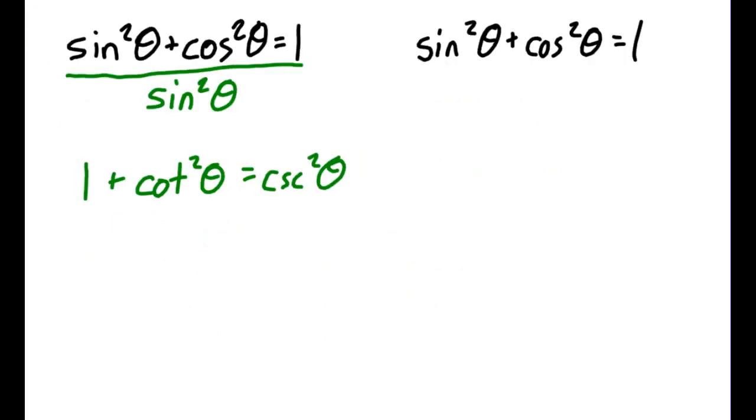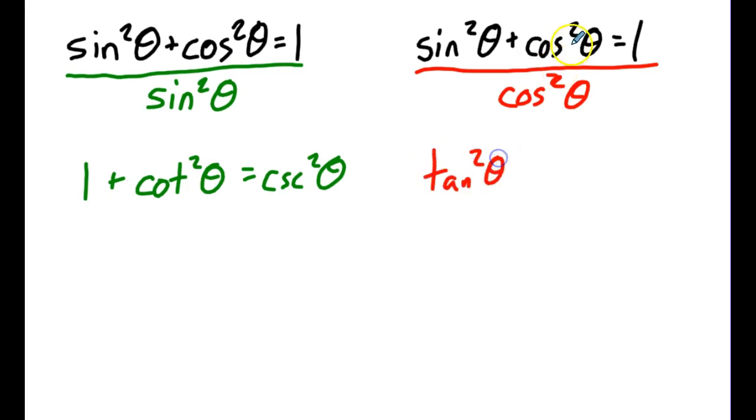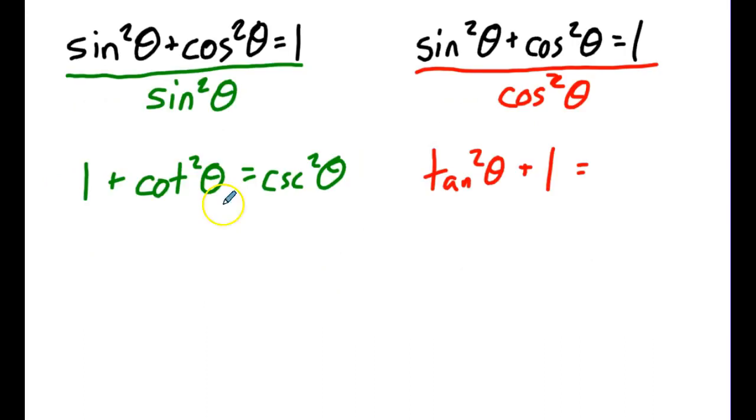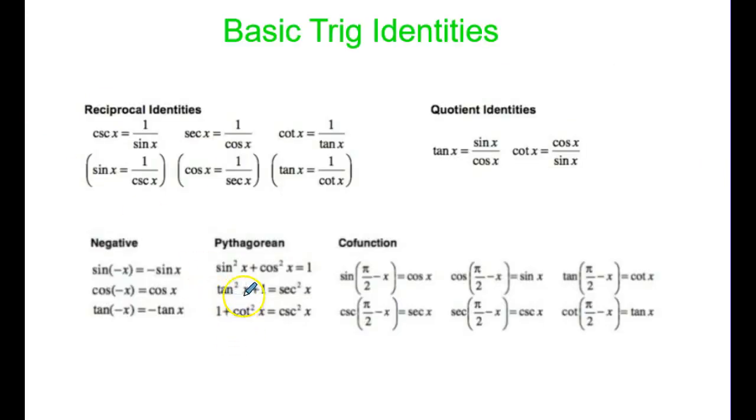We're going to use a similar process to figure out the other one. If we take our base Pythagorean identity and now divide the whole equation by cosine squared theta, sine squared theta divided by cosine squared theta is tangent squared theta. Cosine divided by cosine is 1, equal to 1 divided by cosine squared theta. Go back and look at the reciprocal identities: 1 divided by cosine is equal to secant. That means 1 divided by cosine squared is equal to secant squared theta. Going back to our identity sheet again, tangent squared theta plus 1 is equal to secant squared theta. So that's how we can show where all 3 Pythagorean identities come from.